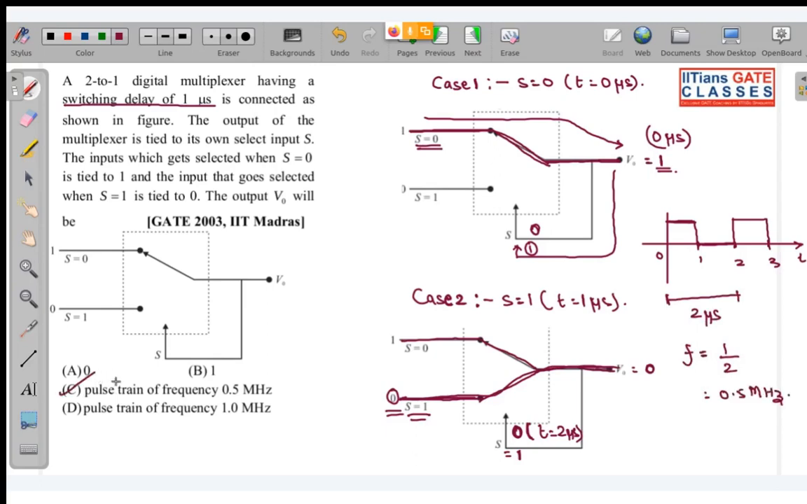Option C is your correct answer. Why, Piyush, did you mark option D? Option C is correct: pulse train of frequency 0.5 megahertz. I made a mistake in calculating the time period. Why did you take it as 1 microsecond? So don't do it like this, okay?